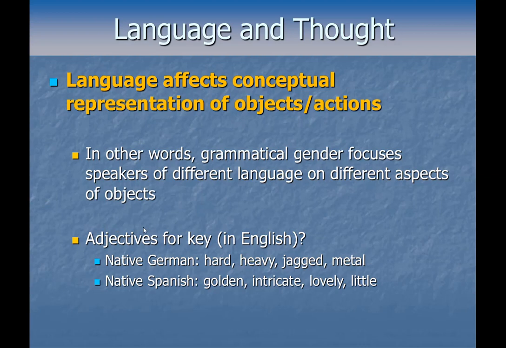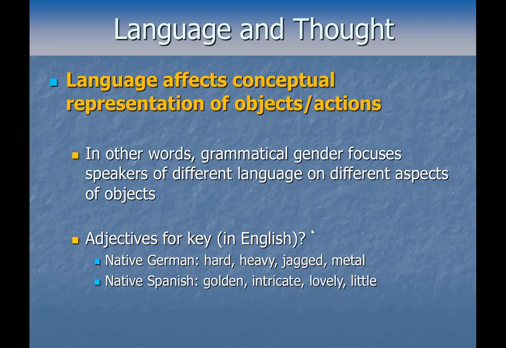So again, this is people who speak both languages, so people who grew up with German but now speak English, or grew up with Spanish but now also speak English. And for these bilingual speakers, they just asked them in English, give us some adjectives for the word key. And native German speakers would much more often come up with words like hard, heavy, jagged, or metal. And native Spanish speakers, for whom key is, right, in their original language, feminine, they're much more likely to come up with English adjectives like golden, intricate, lovely, or little.